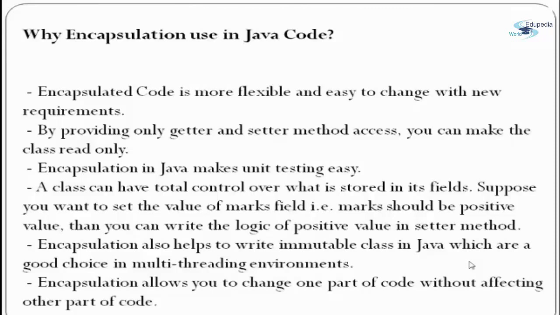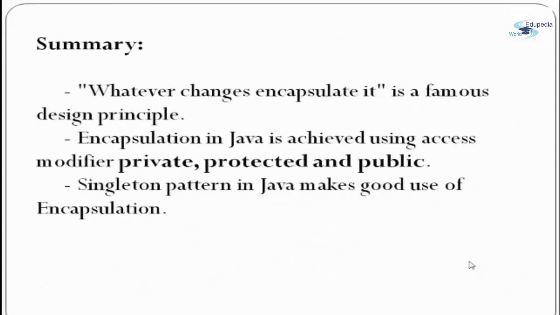Encapsulation allows you to change one part of code without affecting other parts of code. That's right, because if there is any change you want to make in the product ID logic, then you only need to make the change in the setter, and irrespective of the other things written in your code, the other code will remain safe. So that is the true advantage of encapsulation. In summary, we can say: whatever changes, encapsulate it.